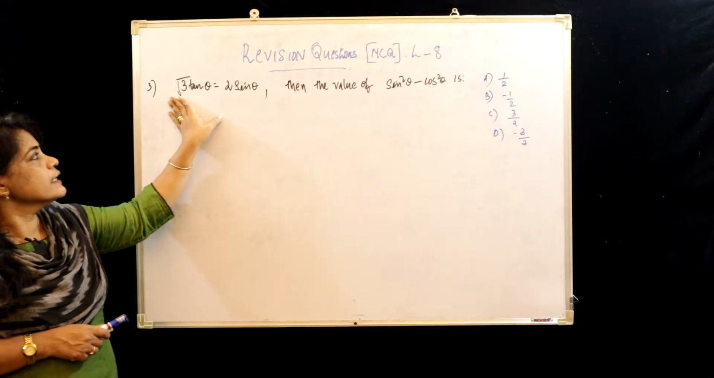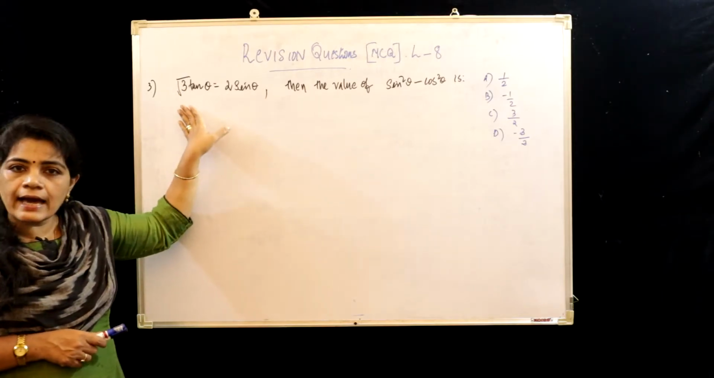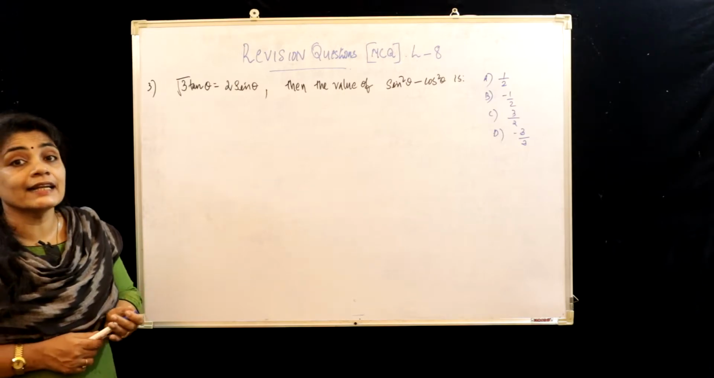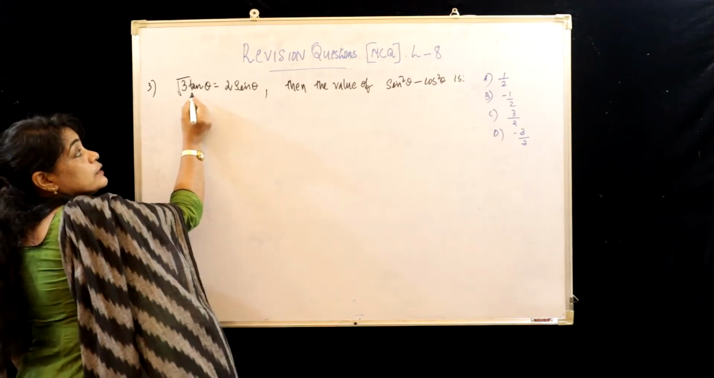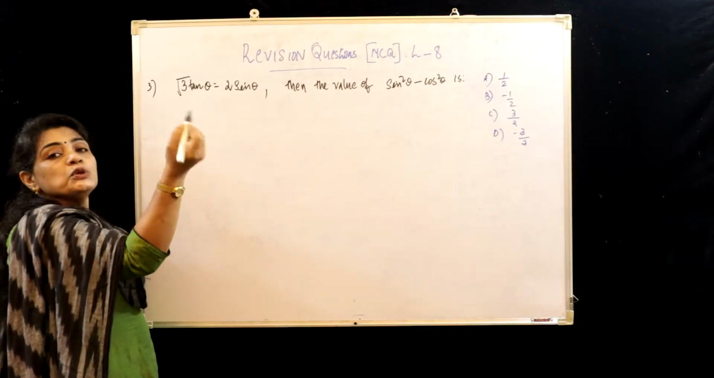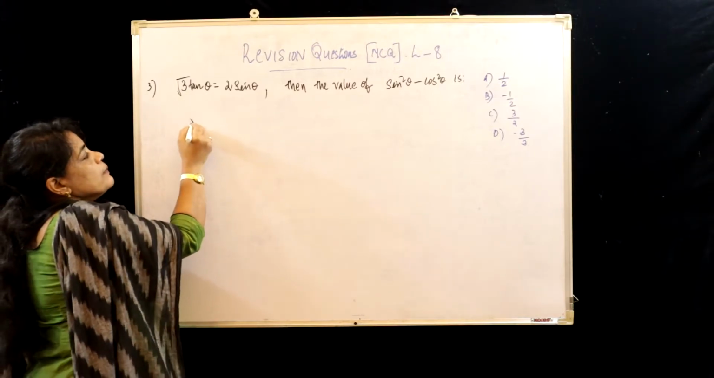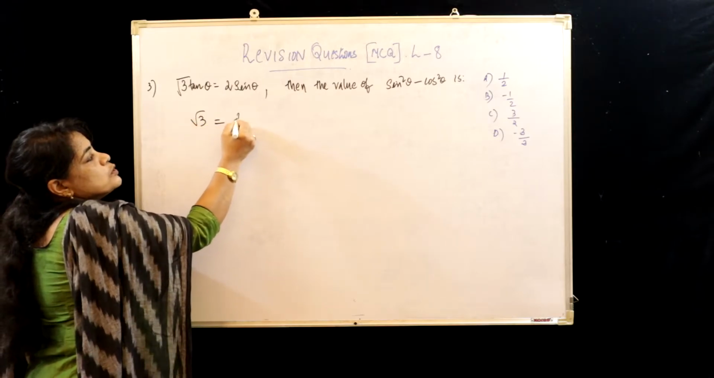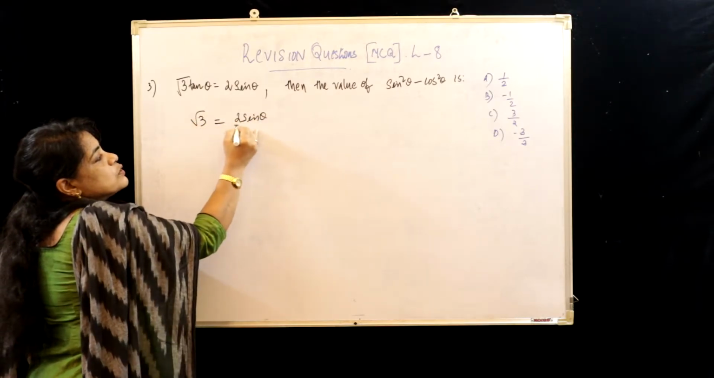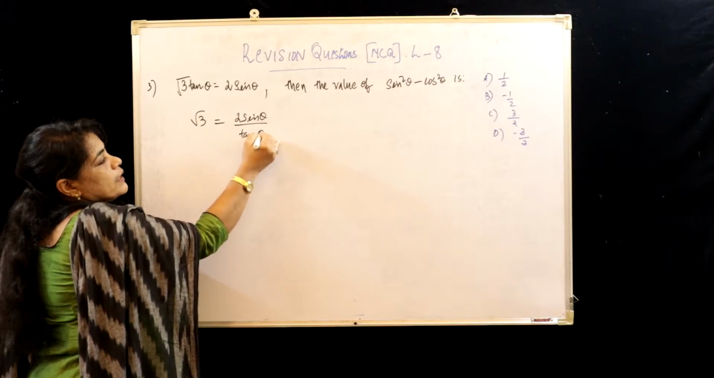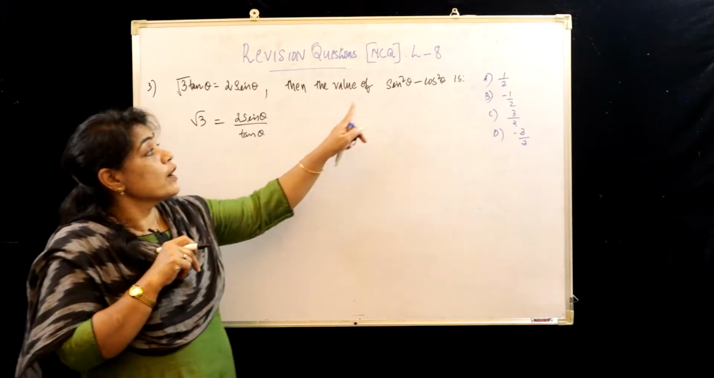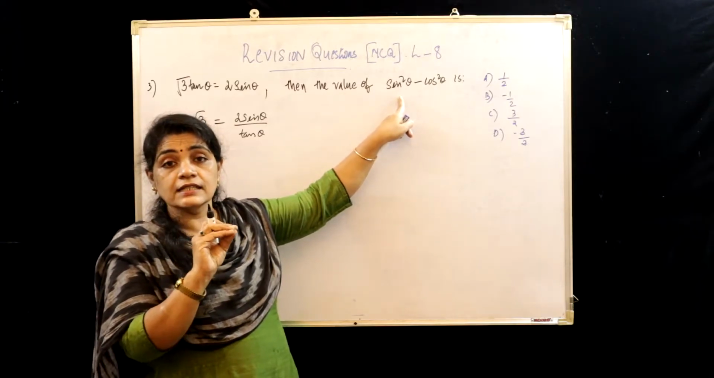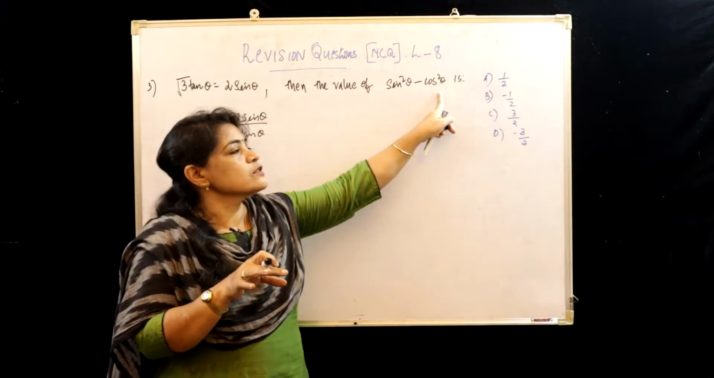Here, children, I am keeping root 3 as it is in the LHS by taking tan theta into the RHS under division, because this is root 3 into tan theta. So it will be root 3 equals 2 sin theta, with tan theta coming to the RHS in the denominator. Is the idea clear, children? What we need is to find out separately the value of sin theta and cos theta, then only we can solve here.